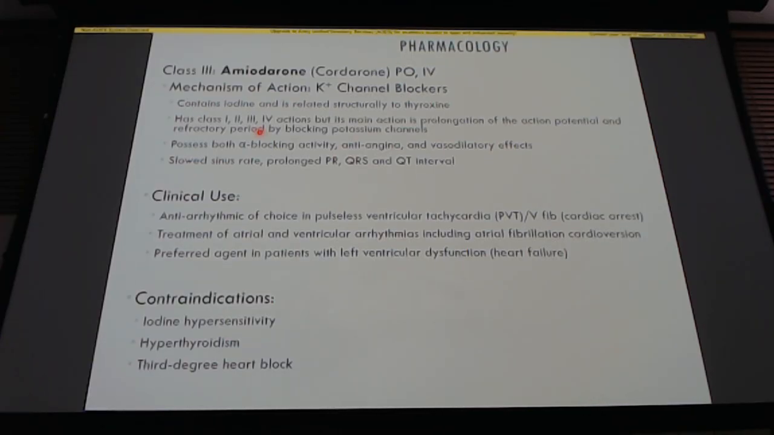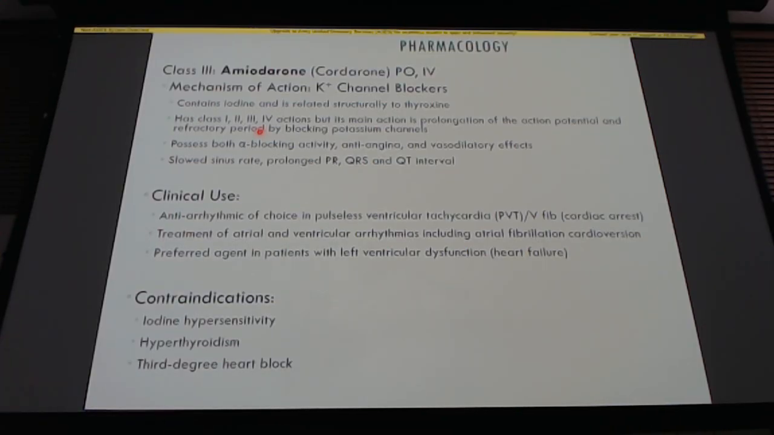Looking at your clinical uses, we're seeing this when we're talking about our pulseless VTAC, and then also with our VFib. You also see this with our atrial and other ventricular arrhythmias. We can use this here, and we can also use it to help us cardiovert some of our patients. We'll look at a little algorithm for that later. And then your left ventricular dysfunction are your patients who have some type of heart failure and they're having issues. We can sometimes see this used there as well.